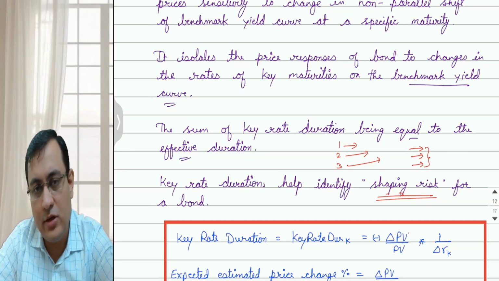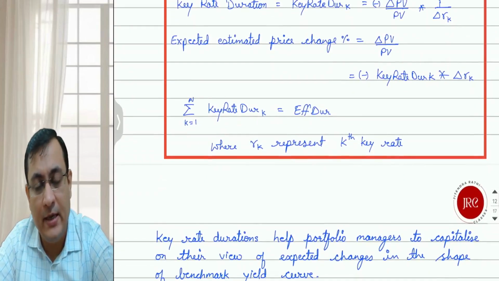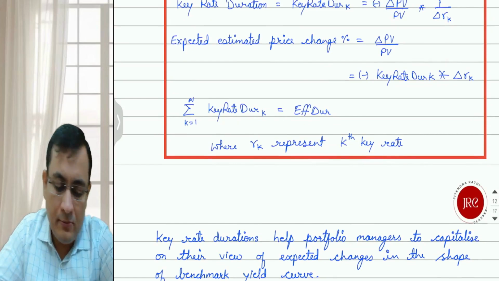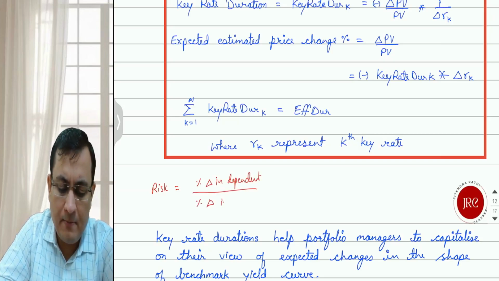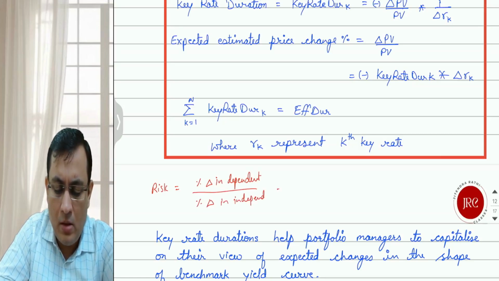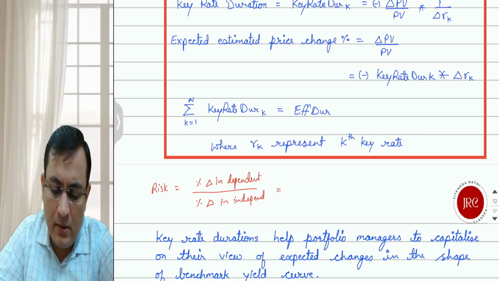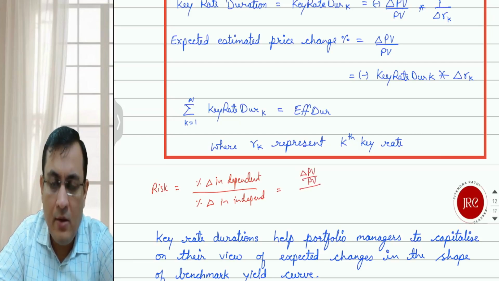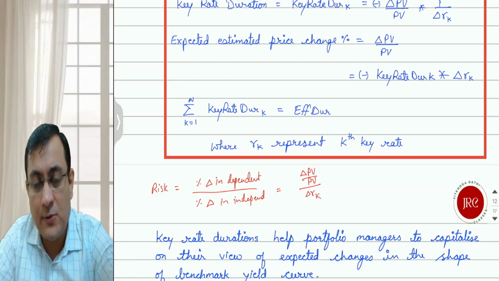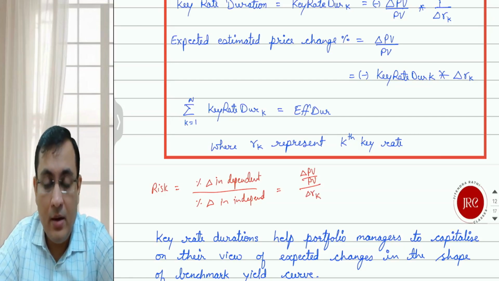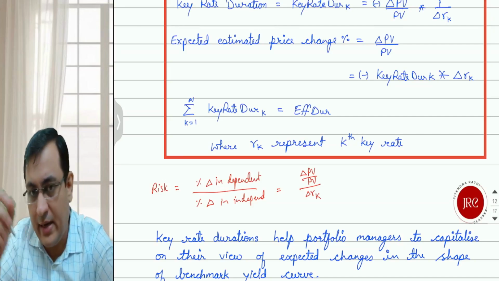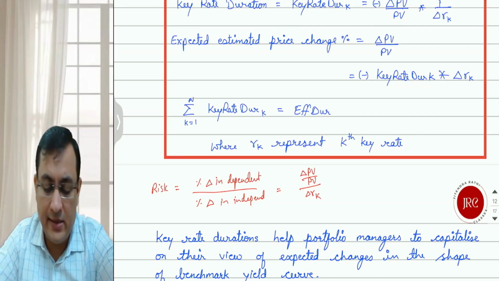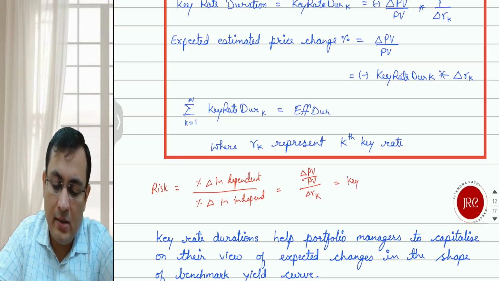How to calculate key rate duration? Same formula. Risk is quantified using the formula: percentage change in the dependent variable over percentage change in the independent variable. Here, the bond price is changing, so it is the sum of change in PV over PV with respect to change in rate at a specific point of time, that is at K, the kth key rate, which is changing, that is the rate at a specific tenure which is changing. So this is your key rate duration.